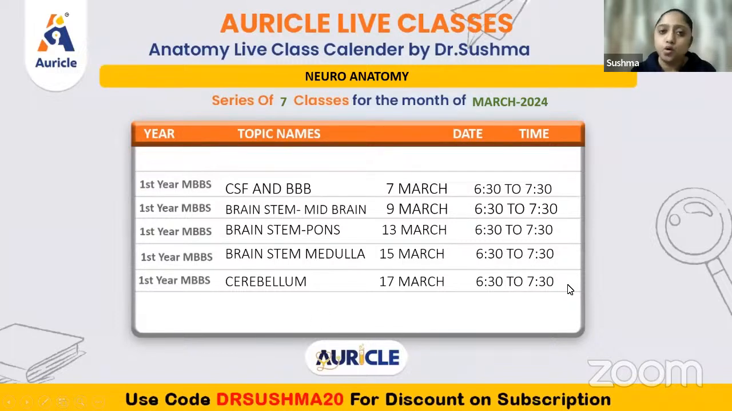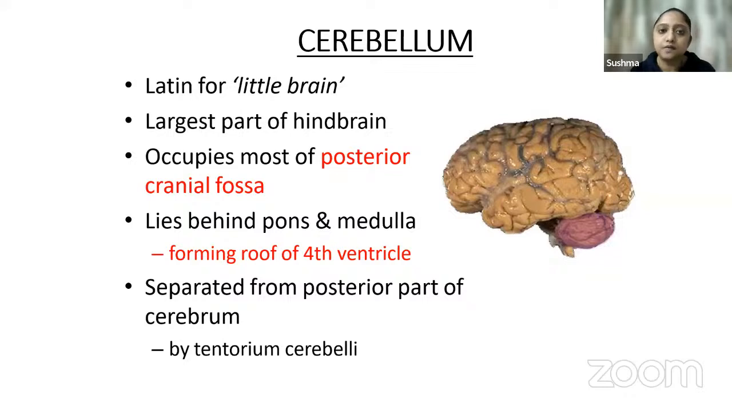And from tomorrow, we will be starting with ventricles and dural venous sinuses, and so many other things also from next class onwards. And today's class, we will start, right? Now, in today's class, we are, as I said, discussing cerebellum and basal ganglia.